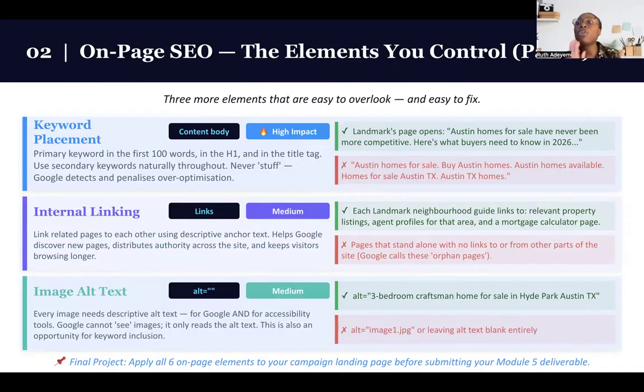To make this easier, I always tell people within the first 3 sentences of that blog post, I should see your primary keyword, your main keyword. And you already know this. Never stuff your content with keywords.